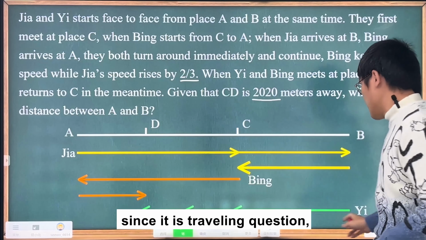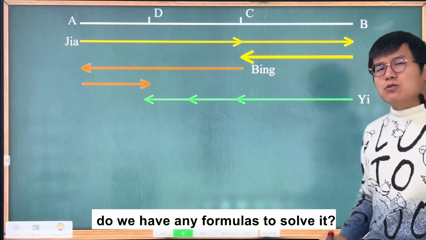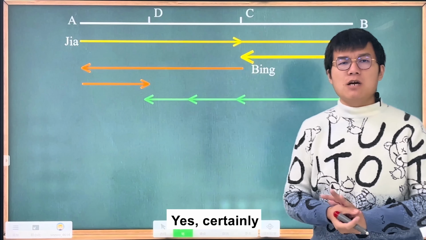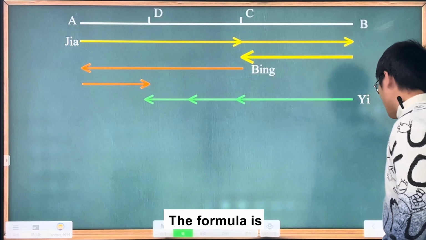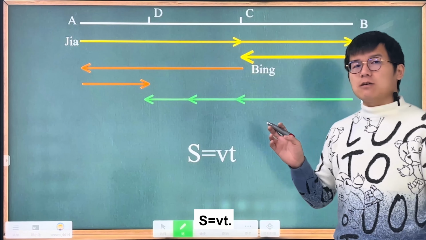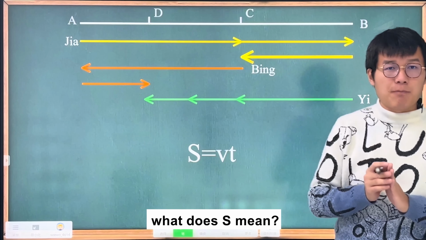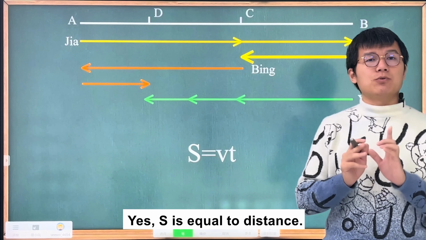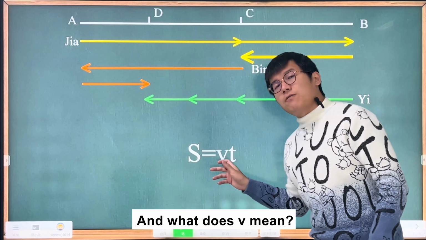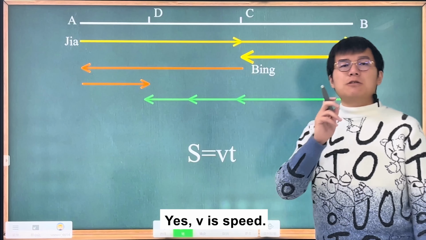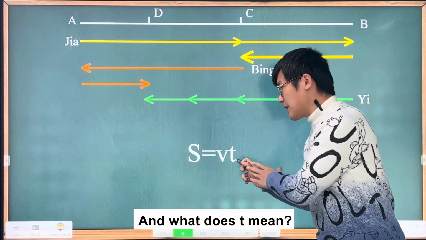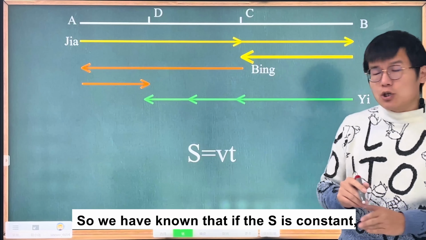But don't worry, since it is a traveling question, do we have any formulas to solve it? Yes, certainly we have a formula. The formula is S is equal to VT. Now tell me, what does S mean? Yes, S is equal to distance. And what does V mean? Yes, V is speed. And what does T mean? Yes, T is time.